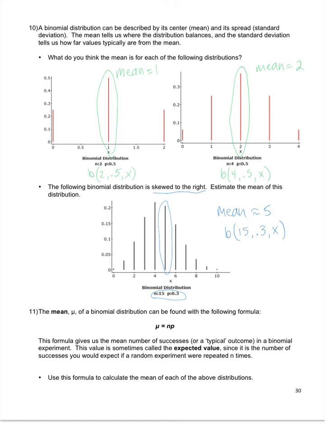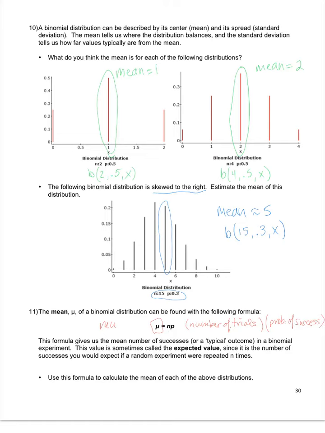All right, in number 11, the mean mu of a binomial distribution can be found with the following formula. And notice our symbol here, mu, the Greek letter mu for mean, is equal to n times p. So the number of trials times probability of success. And this is given to you on your formula sheet, so there's no need to memorize this.